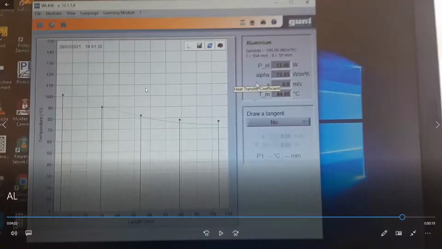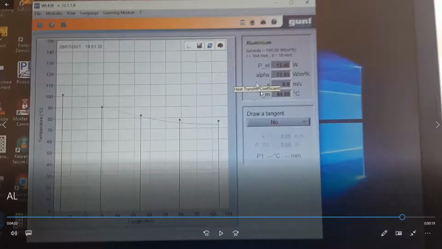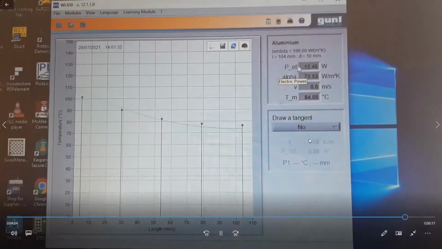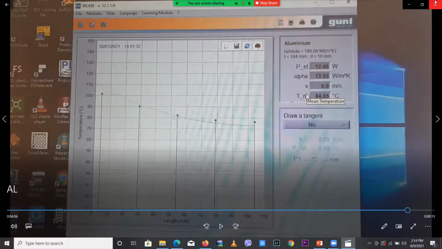Copper has a 15 degrees Celsius difference between T1 and T5, but this has a 25 degrees Celsius difference between T1 and T5. Why? Because it has higher thermal resistance than copper. In other words, we can say it has lower thermal conductivity than copper. For that temperature, this is the data for the aluminum.